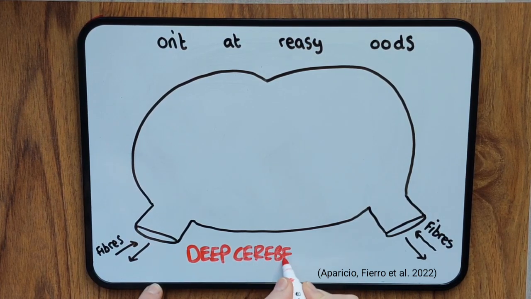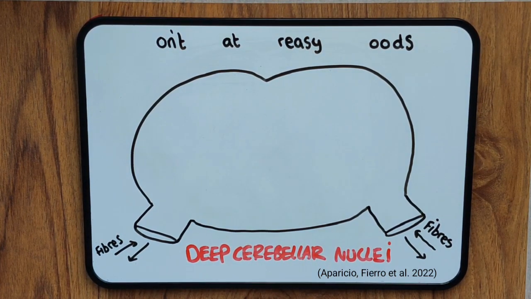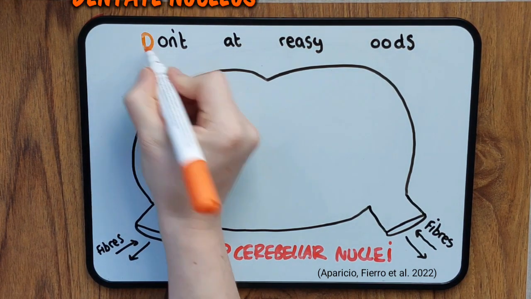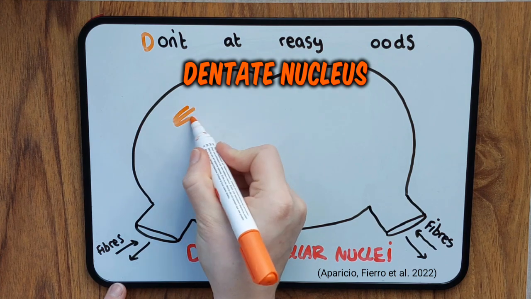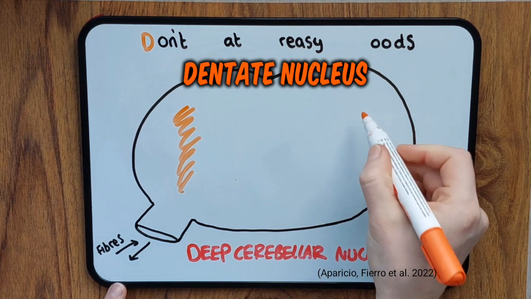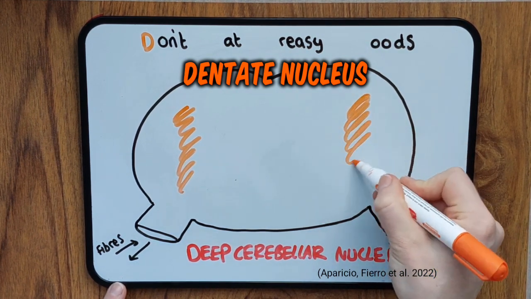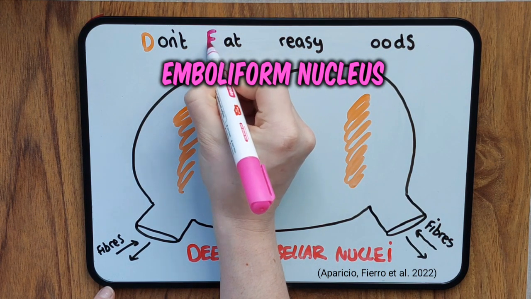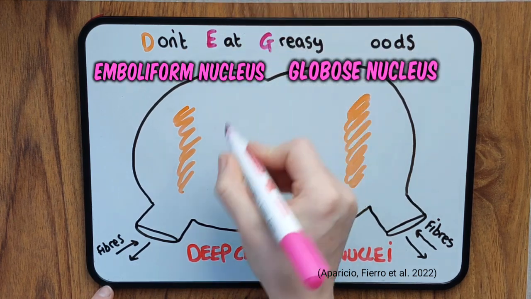All outputs from the cerebellum originate from the deep cerebellar nuclei. This is the grey matter at the very centre. One way to remember the individual nuclei making up the deep cerebellar nuclei is "don't eat greasy foods." D for dentate nucleus. This receives input from the lateral hemisphere, which received input from the cerebral cortex for motor planning. E for emboliform nucleus, and G for globose nucleus.